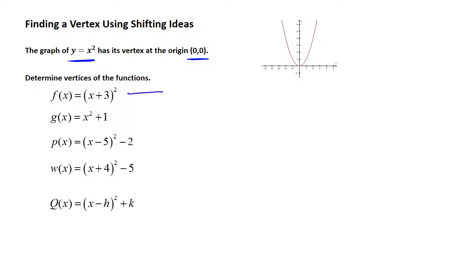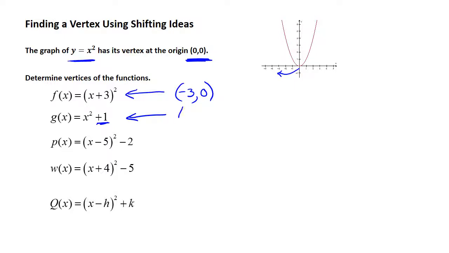So if we look at this first function, this is the one we had in the last, all of these are the examples from the last page. We have x plus 3 quantity squared. The 3 is on the inside, so remember that means shift left 3. So if my origin point, 0, 0, got shifted left 3 units, I would be at a negative 3. So it's only the x value that's shifting, so my y value would stay at 0. So there's my vertex, negative 3, 0.